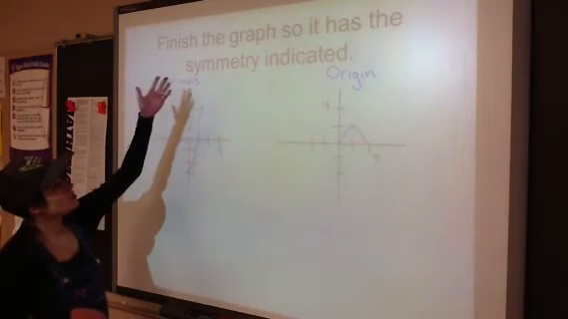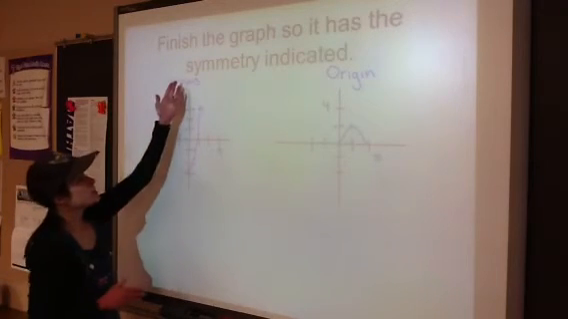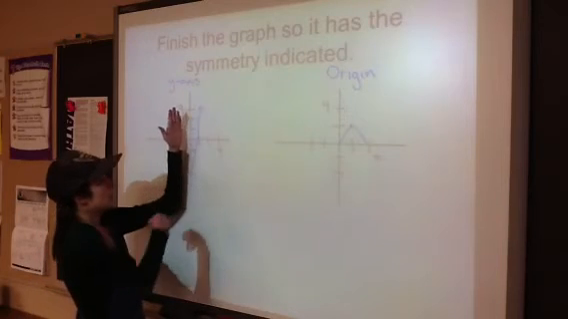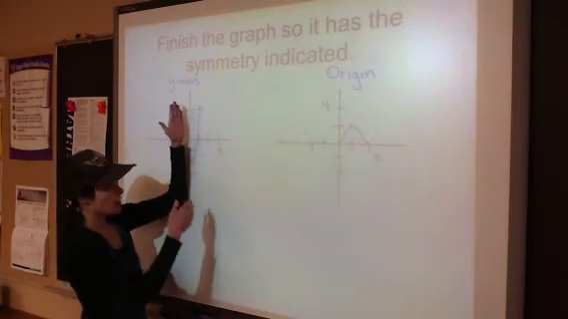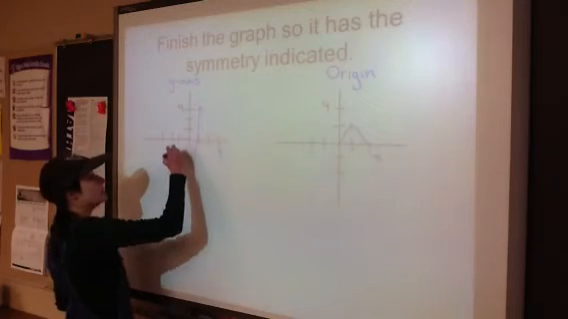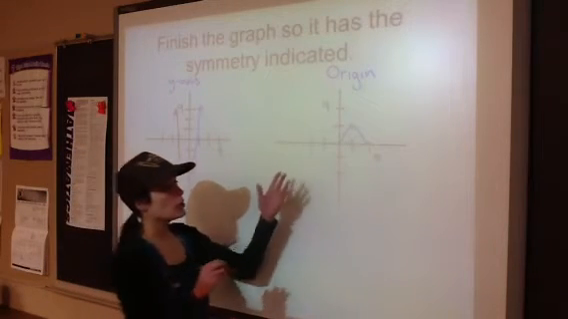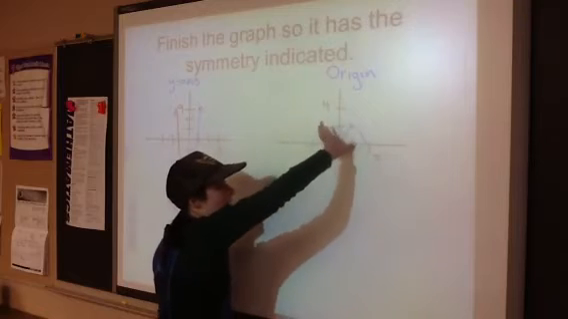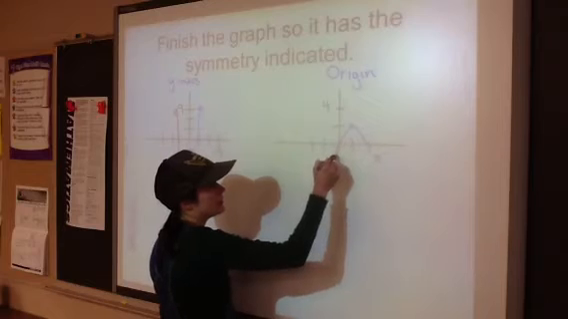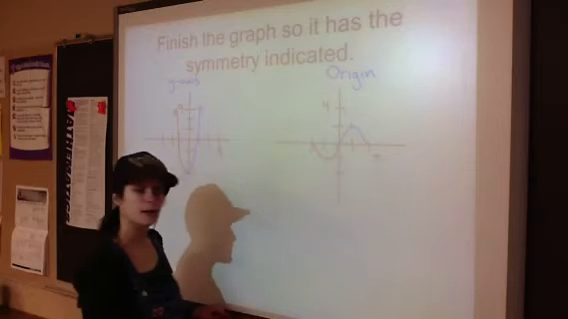So, finish the graph so that it has the kind of symmetry indicated. So this one is the y-axis. So here's our y-axis. We have this blue line here. If we fold it on the y-axis, so this side comes over here, our graph would be this pretty red line. For origin, if we turn this upside down, that's going to end up over here. And there is our origin symmetry. Yay, go you.